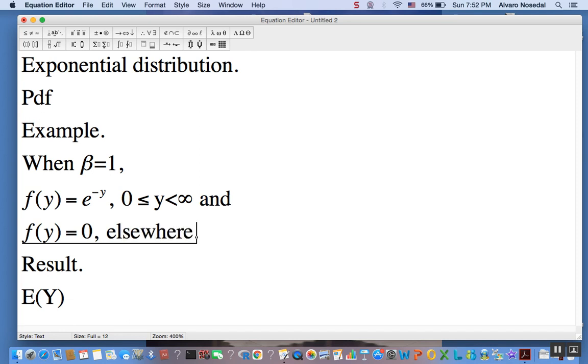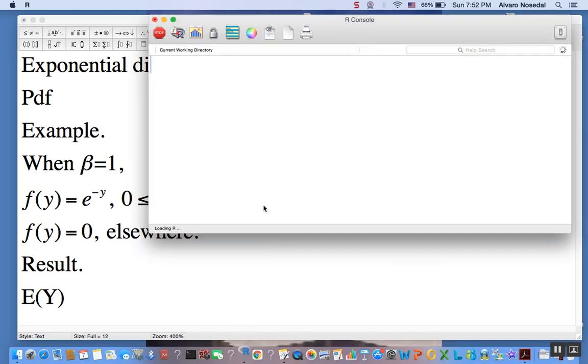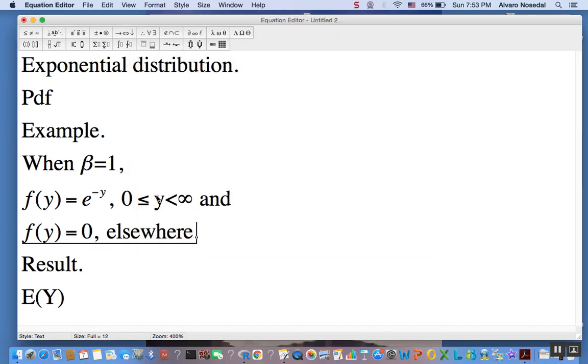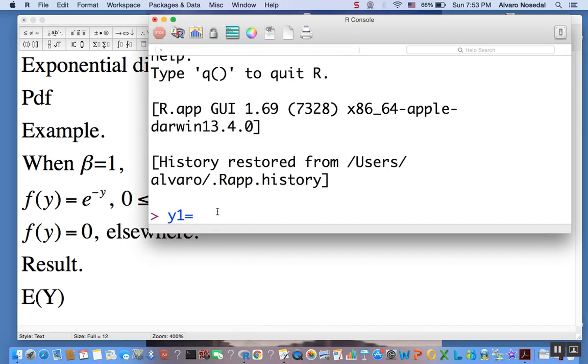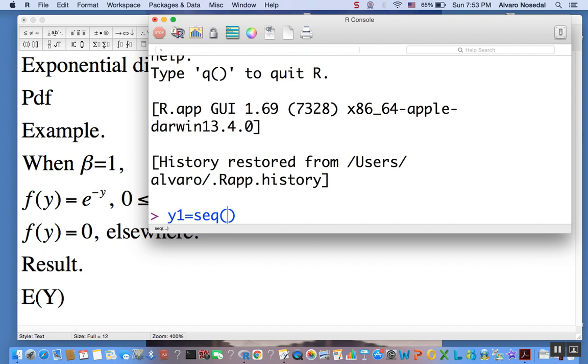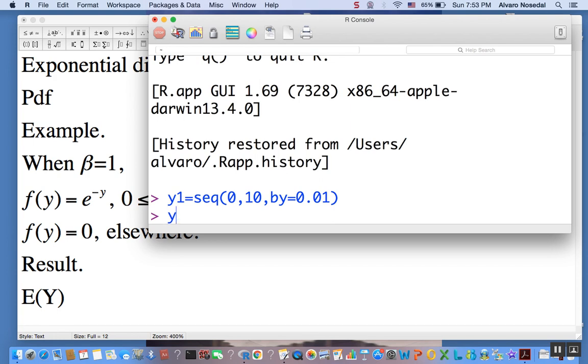Okay, so let me use R to give you a graphical representation of that particular case when beta equals 1, just for fun. Let's do it using R. So let me define an object called y1 that is going to be the possible values in this region. I'm just going to create a bunch of numbers that live there between 0 and infinity. So I'm going to create a sequence that starts at 0 and ends at 10, and the distance between each of those numbers is going to be 0.01. Okay, so let's take a look at what we have.